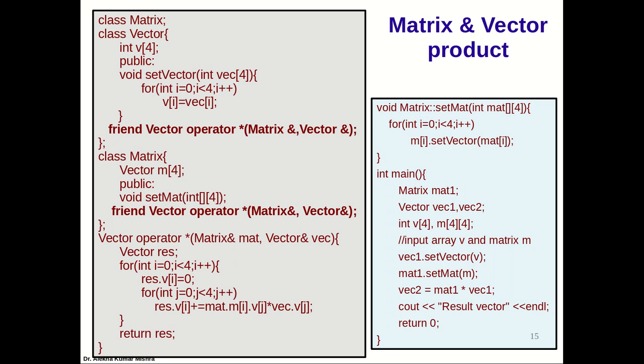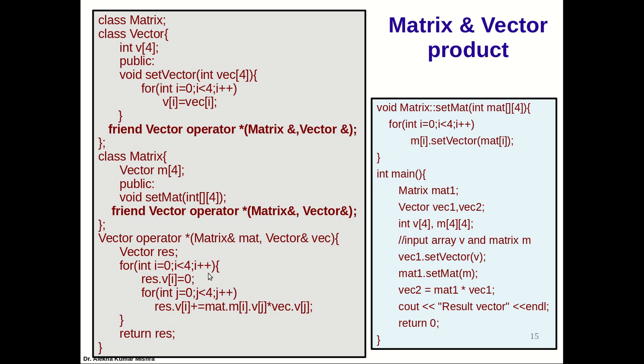So you see that we are not going into detail. The most important point is that this particular operator star, where we are multiplying a matrix with a vector, has to be a friend function of both, because in this case we cannot go for a member function. If at all we go for a member function, that has to be a friend of the other class. So it is always better in this case to go for a friend function, so that there won't be any problem in the syntax. So what we do here, we take a matrix object and a vector object.